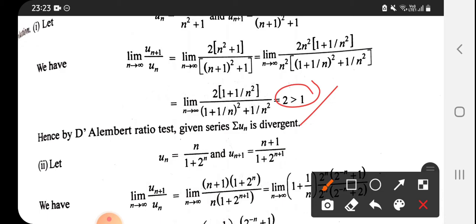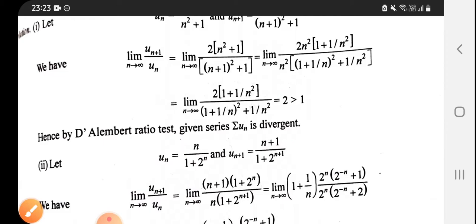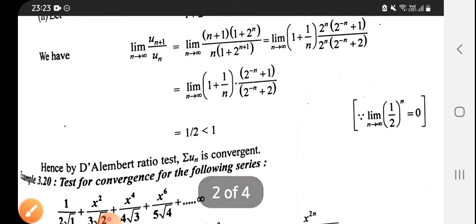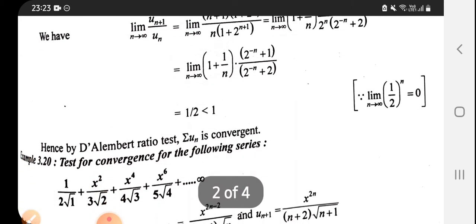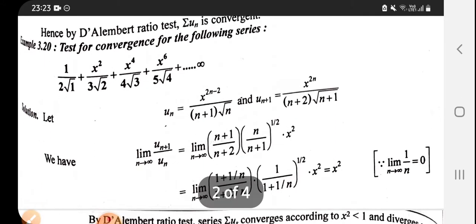For the next, this is the general term, this is un plus 1. By replacing n by n plus 1, we get this ratio, n tending to infinity, and we see that the value is 1 by 2, which is less than 1. That's why the given series is convergent.